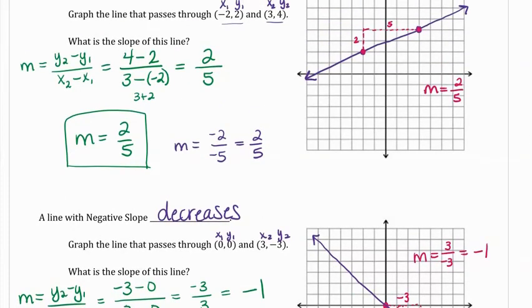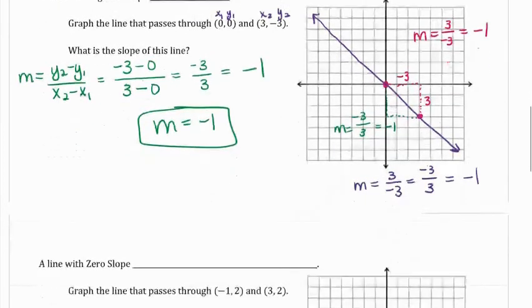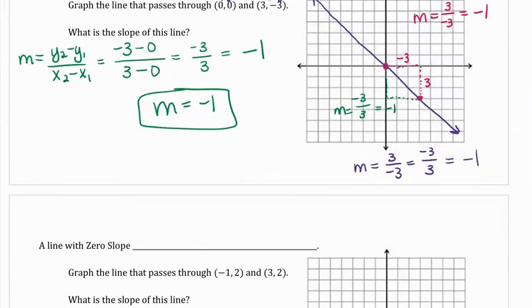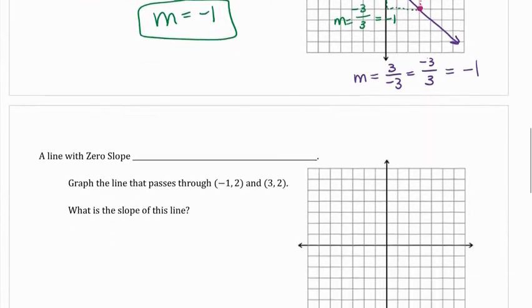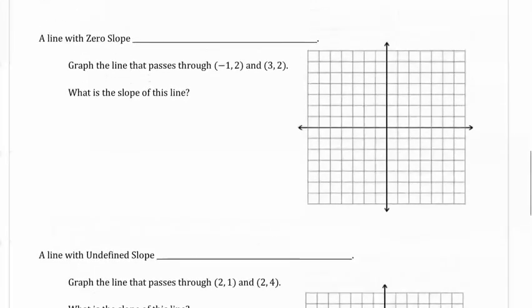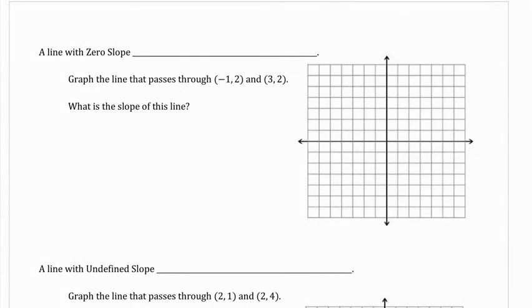Those things about like a -2 over -5 is the same as +2 over +5, or like the different ways you can write a negative fraction. Keep those in mind as you're working with slope. That matters. It's important. Okay, a few more here. These last two. Again, I'm going to plot my points first. So -1, 2, and then 3, 2.